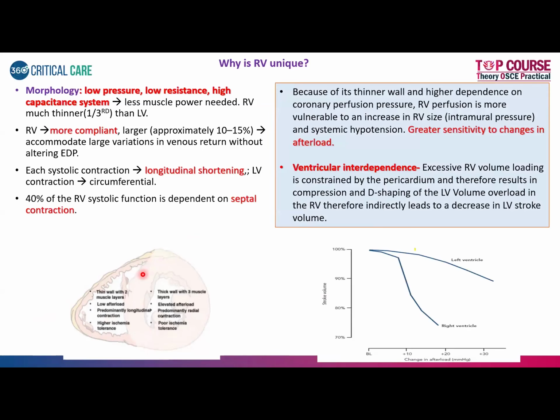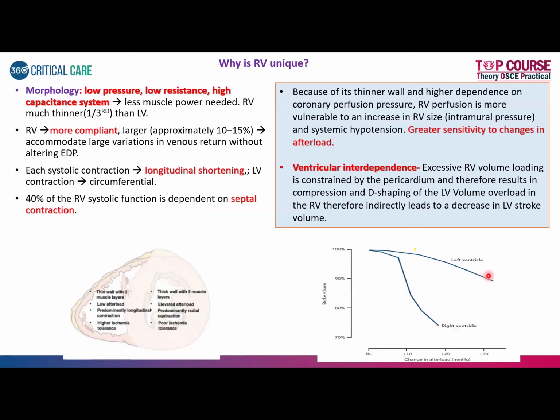Then, because of its thinner wall and higher dependence on the coronary perfusion, as we said, mostly it depends on the septal contraction, the RV perfusion is more vulnerable to an increase in the RV size and the systemic hypertension. So, there is greater sensitivity to changes in the afterload. Okay, as stroke volume rises, the change in the pressure of the right ventricle, the change in the afterload of the right ventricle, that is it decreases immediately compared to that of the left ventricle.